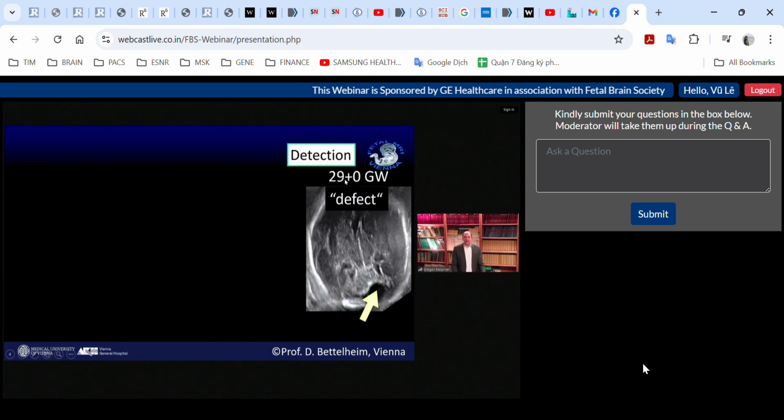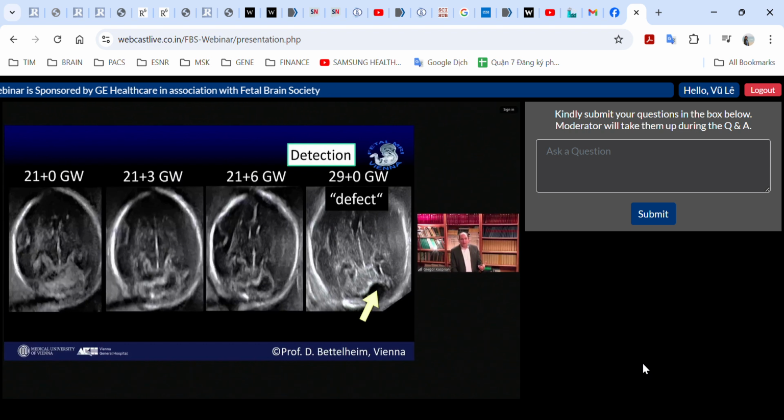Does this tell you anything about the origin? Well, you can assume it, but you would never have thought that the original hemorrhage has been that large. So this is at 21 weeks. We follow that case up to 29 weeks.